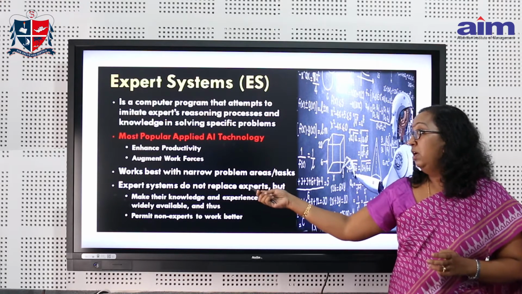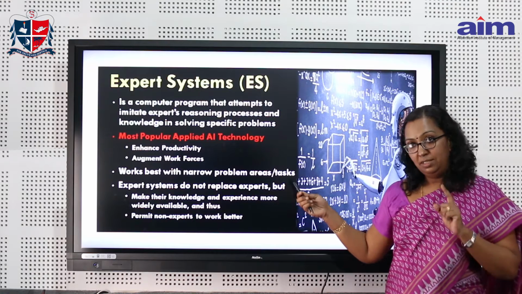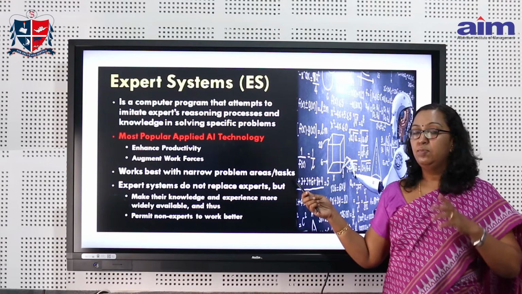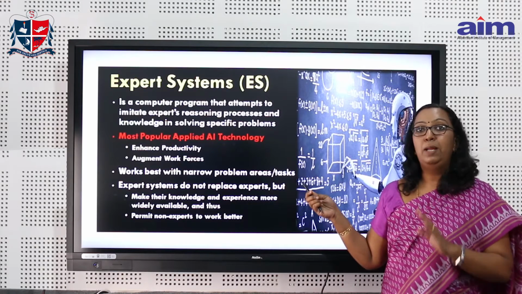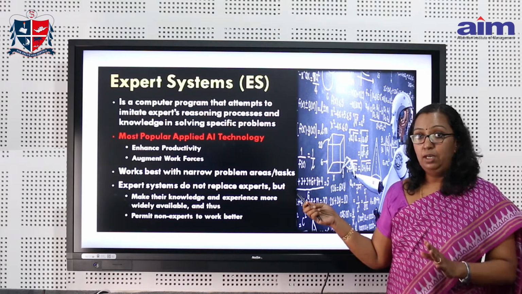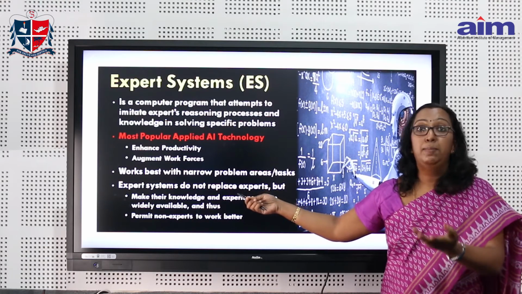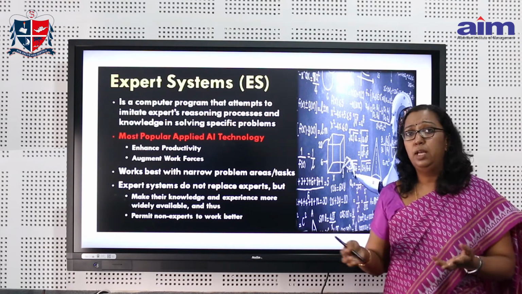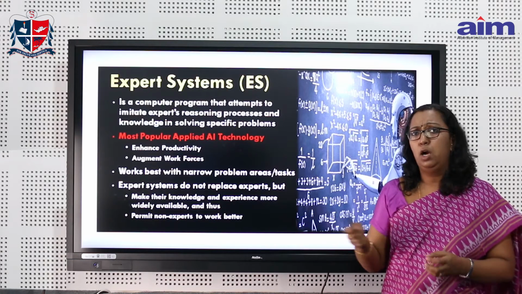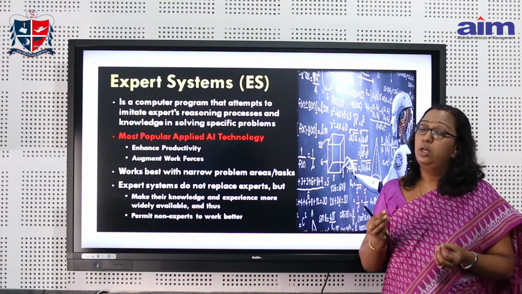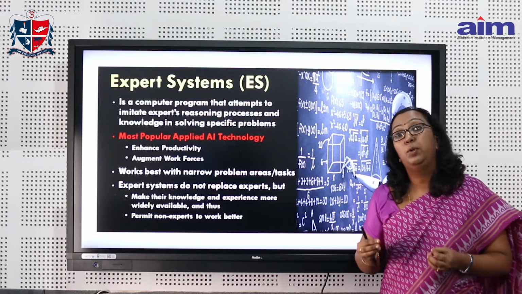Expert systems do not replace experts. This is one of the important points that we have to keep in mind. This is not for replacing the expert as such, but it will make their knowledge available to everybody. Sometimes it may so happen that in one particular problem area or niche area, there will be very few experts who are actually knowledgeable about that area.